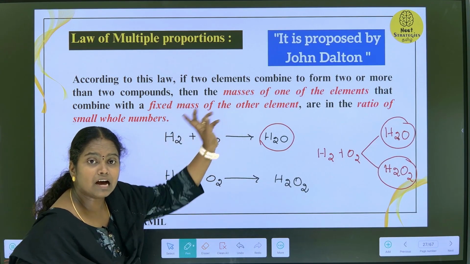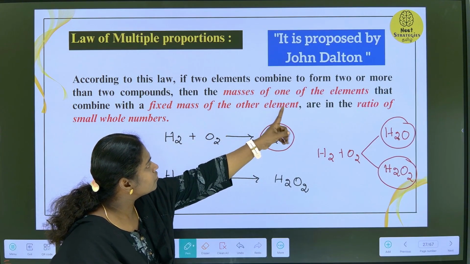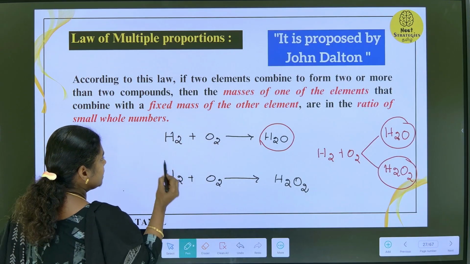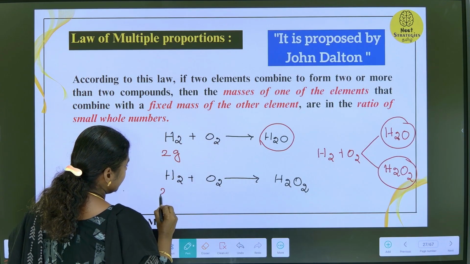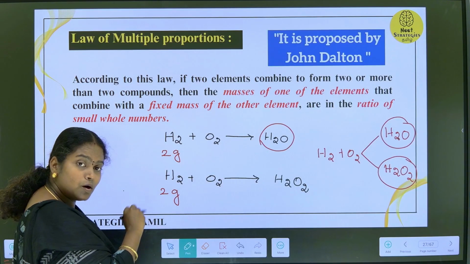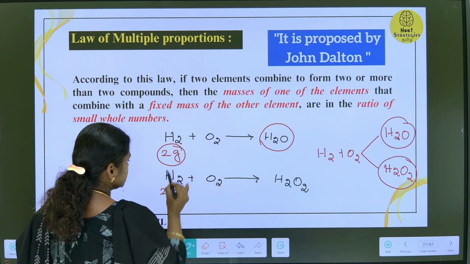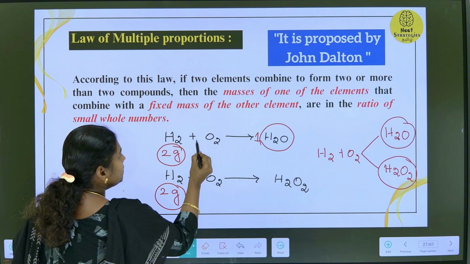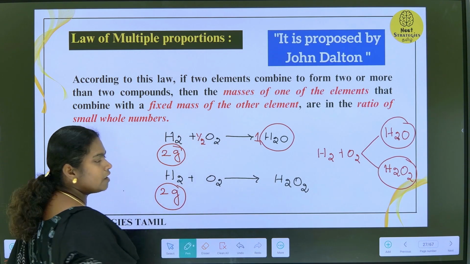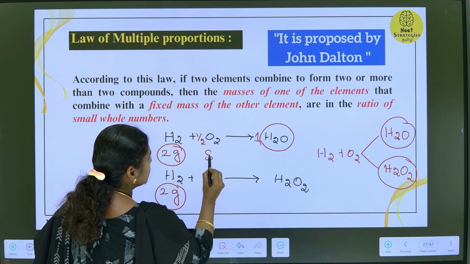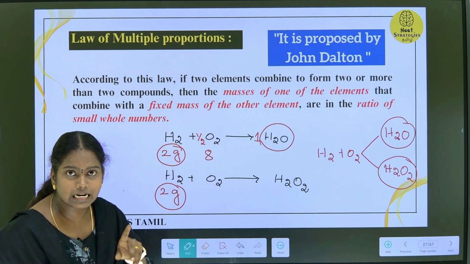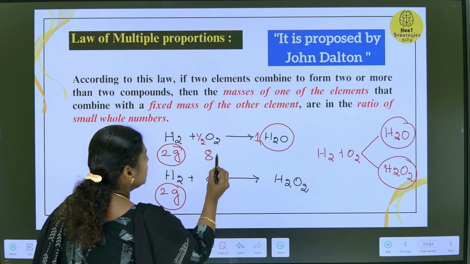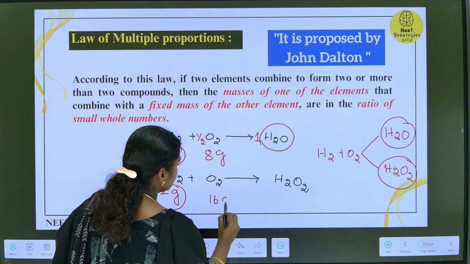Next, the remaining half of the definition: the mass of one of the elements that combines with a fixed mass of the other element. Here it is 2 gram of hydrogen, and here also 2 gram of hydrogen. Both will be fixed. For 1 mole of water, we have half O2, so this is 8 gram. A full oxygen molecule would be 16 gram, but since it is half O2, the weight is half, 8 gram. And here it is 16 gram of oxygen.